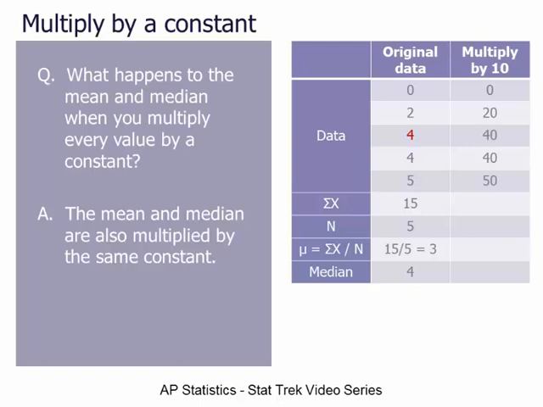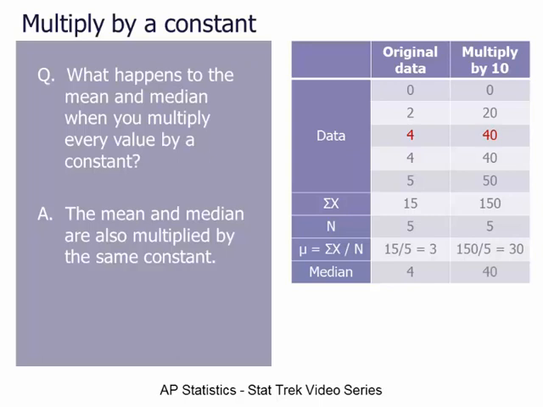To compute the mean of the new data set, we need to compute sigma x, which is the sum of all the values in the data set. Sigma x is 0 plus 20 plus 40 plus 40 plus 50, which equals 150. The new data set still has 5 values, so n is equal to 5. The mean of the new data set is sigma x divided by n, which is 150 divided by 5, or 30. And finally, we observe that the median of the new data set is its middle value, which is 40.